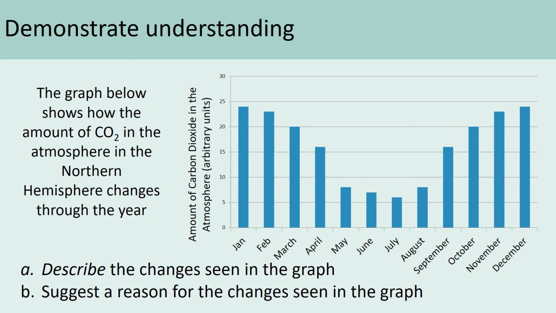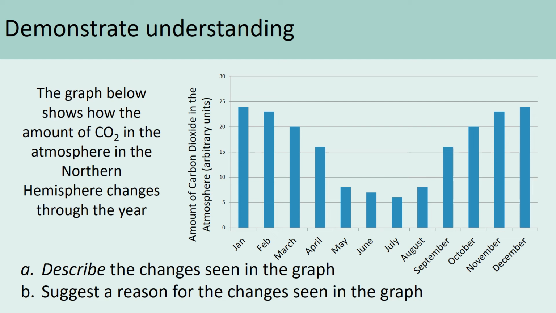The northern hemisphere, if you are not a geographer, is where we are. It's on the top bit of the globe, I suppose, a good way of doing it, where it has seasons like England does. So we've got two questions. A, describe the changes seen on the graph, and B, suggest a reason for the changes seen in the graph. And remember, if it's saying suggest, it doesn't expect you to know, just make a logical, thought out reason why. So can you pause the video? You don't have to write the answers to this one, but can you come up with an answer for A and B, please?